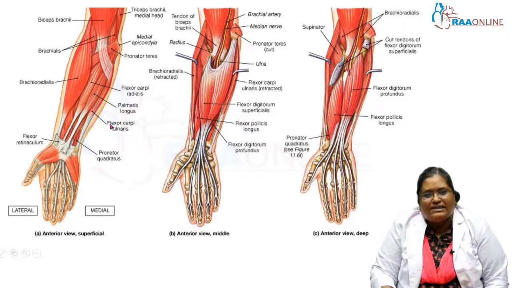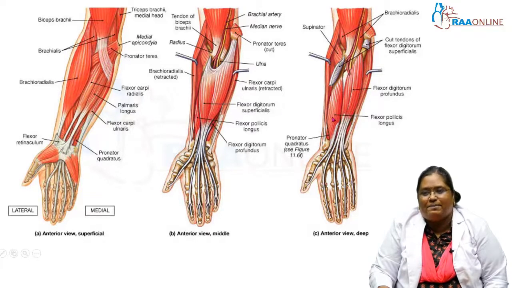Look at this picture. This is the picture showing the flexor pronator group of muscles. You can see this is the medial epicondyle, which is the common flexor origin. The first superficial muscle is the pronator teres, then we have the flexor carpi radialis, then palmaris longus and the flexor carpi ulnaris. As soon as you reflect this superficial layer, you can see the intermediate layer muscle, which is the flexor digitorum superficialis.